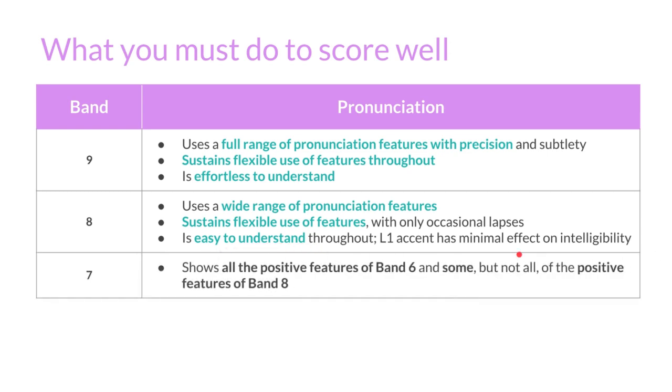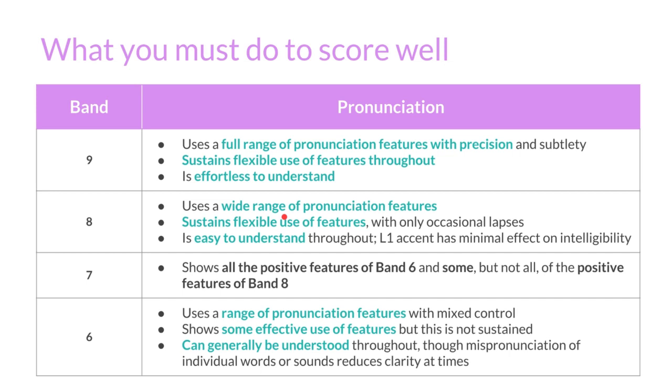Now, for band 7, the official band descriptors state the following. They say that you should show all the positive features of band 6 and some, but not all, of the positive features of band 8. Okay, so that means that in order to get a band 7, you have to do all the positive features in this row over here, and you should also do some positive things from this row over here, from band 6.